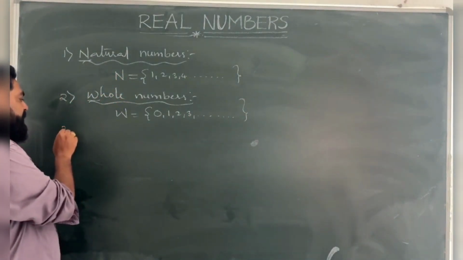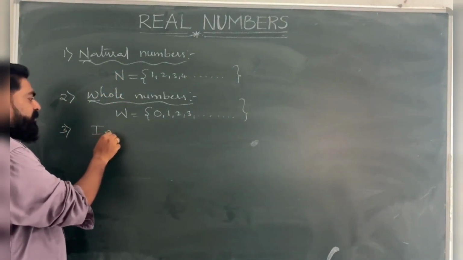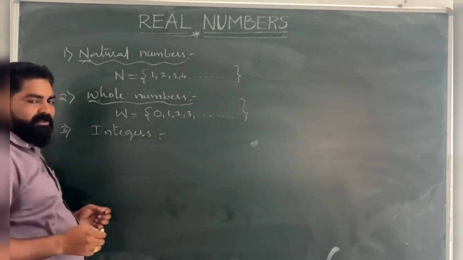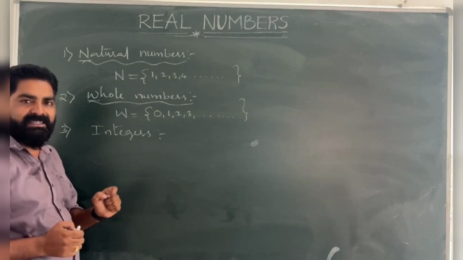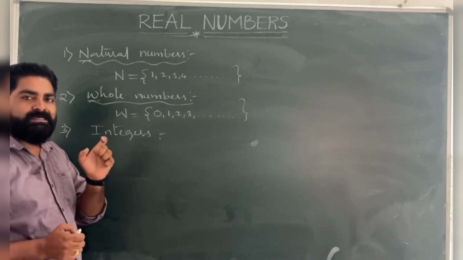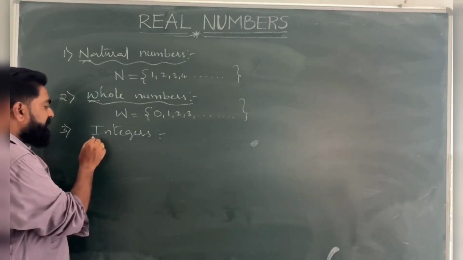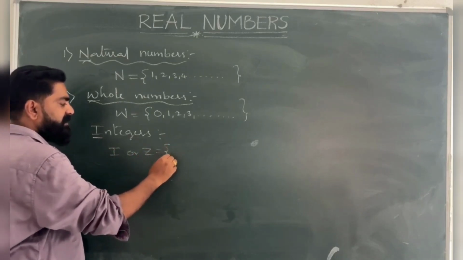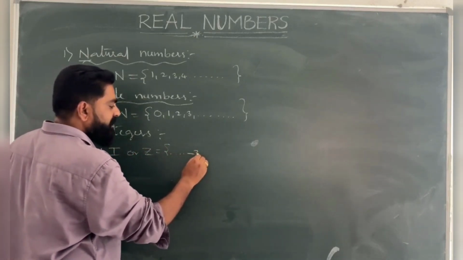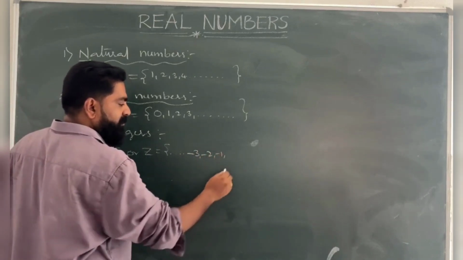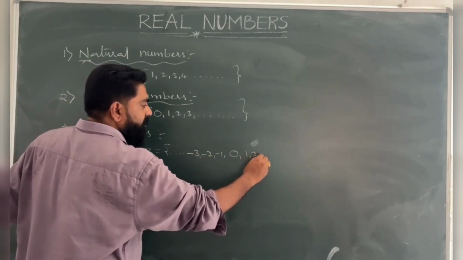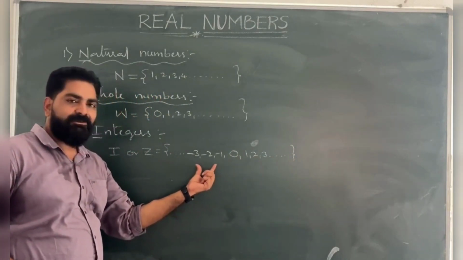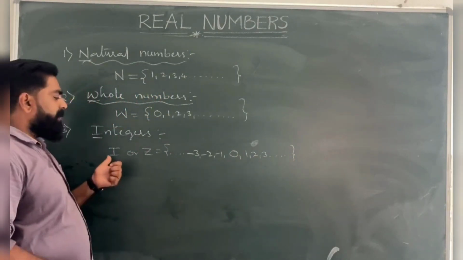The third one is integers. So here, what are integers? Very easy. The combination of negative numbers and positive numbers along with 0 is called integers. It is denoted by I or Z. See here, positive numbers and negative numbers along with 0 are called integers.